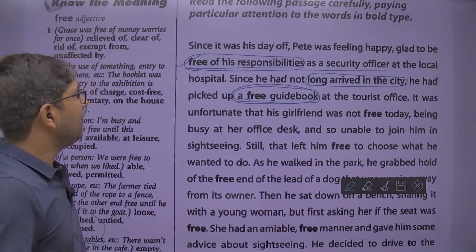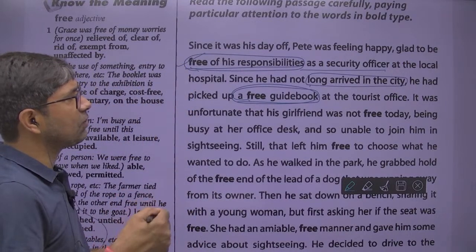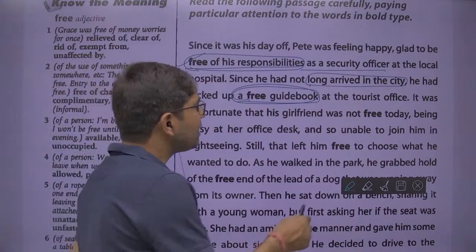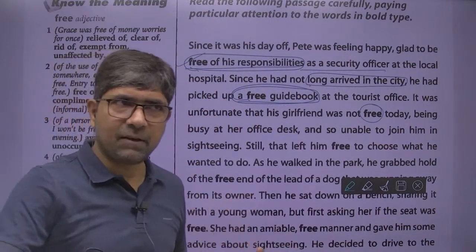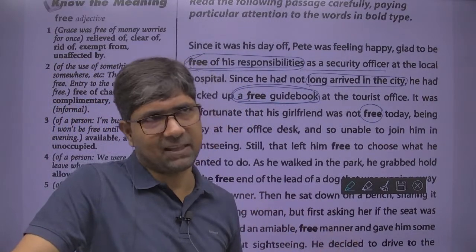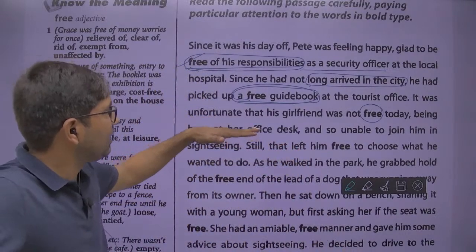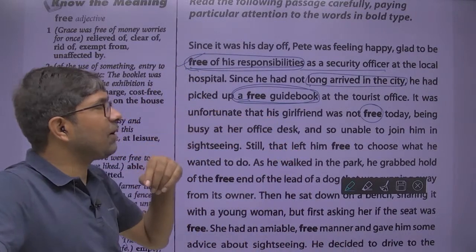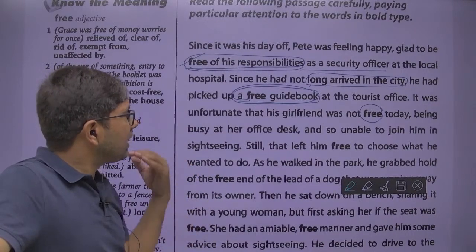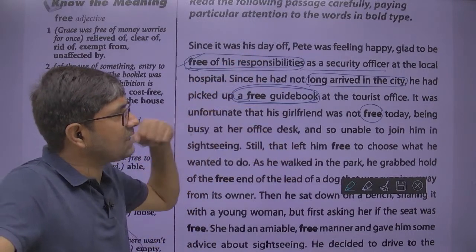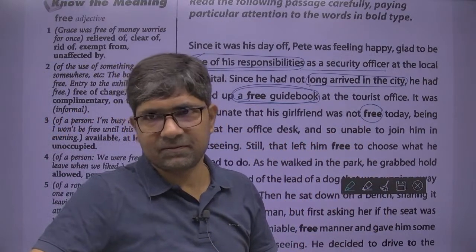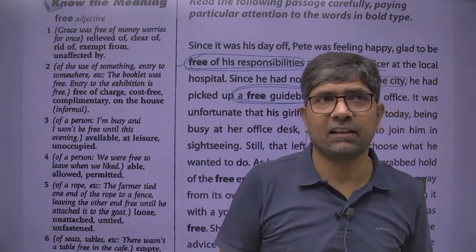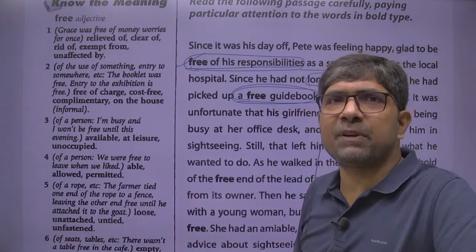And then it was unfortunate that his girlfriend was not free today. His girlfriend was not free today. It means she was not available. She was busy in some other ways. This is something which is very much particular about European culture. So in India, if you discuss such a passage, it is not in harmony with our culture. Because reading a passage where the girlfriend is not free, sometimes it may appear that it's an offense.